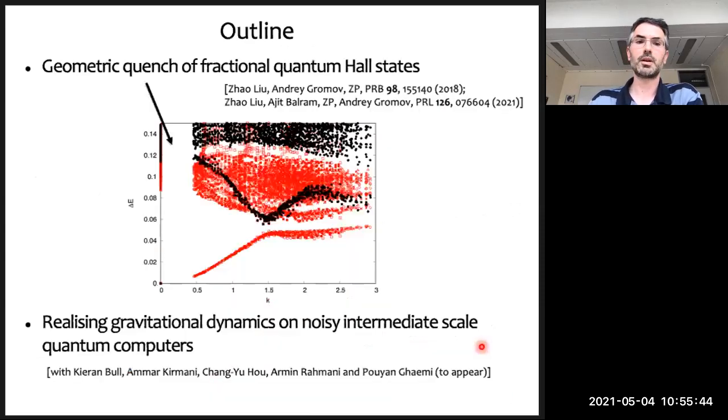So what I want to tell you about today is in two parts. The first part is this geometric quench, which allows us to study this graviton mode in the long wavelength limit. And this is something that we started doing a few years back with Zhao Liu and Andrey Gromov, and more recently also with Ajit Balram. And then in the second part, I will talk about some published work about moving from these material systems into the existing quantum computers, and where we might be able to see some signatures of similar types of physics.